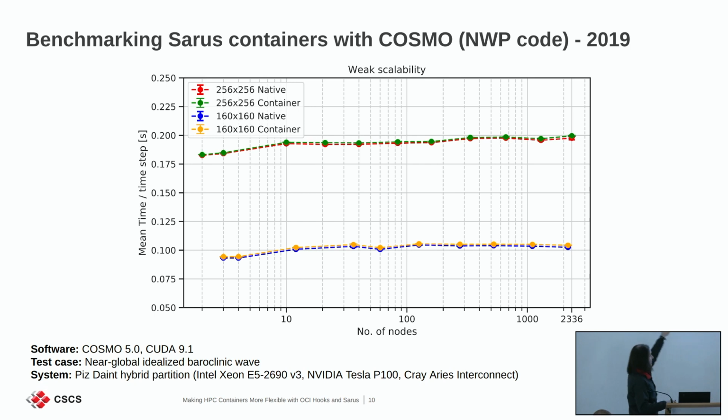And here we have a weak scalability test of a near global simulation with Cosmo, comparing native and containerized software. And the performance results are within 1% of each other, with basically the same numerical results. So this is an example of where we can get with OCI hooks to enhance containers and deploy and utilize them through Sarus.